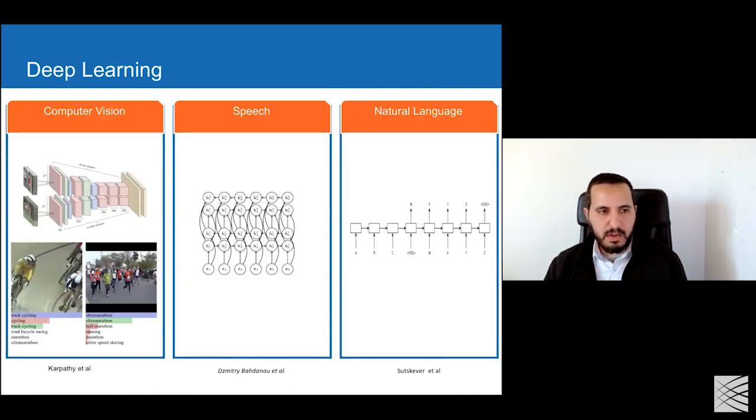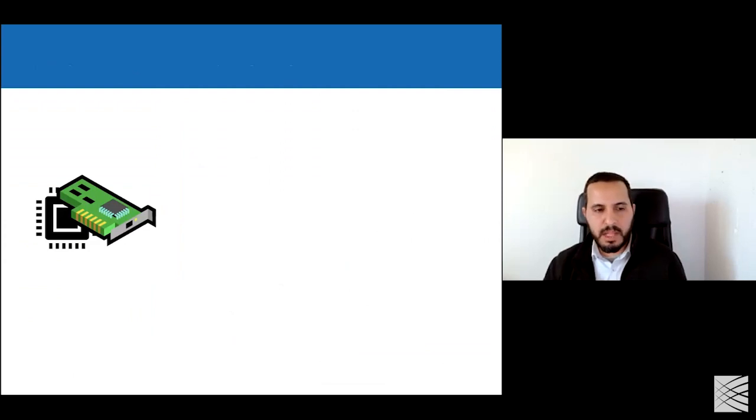And as you know, deep learning achieves state of the art performance in so many fields, including computer vision, speech processing, and natural language processing. And this can be attributed to three major things.